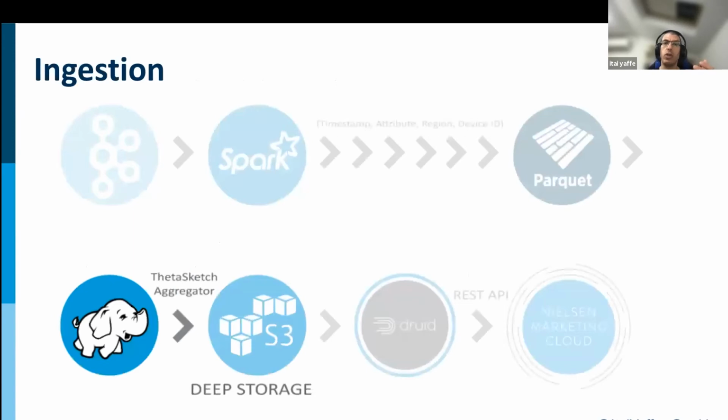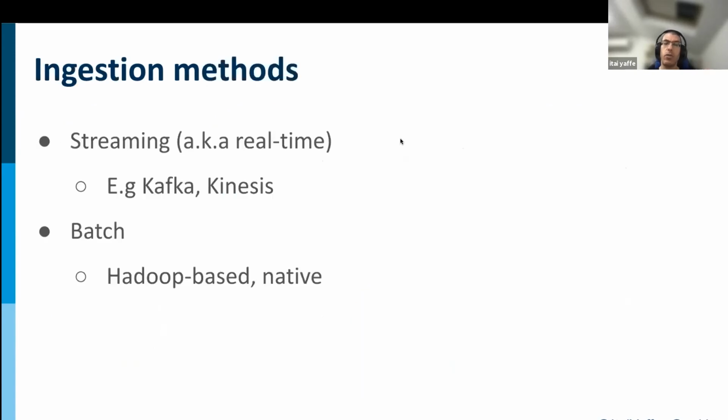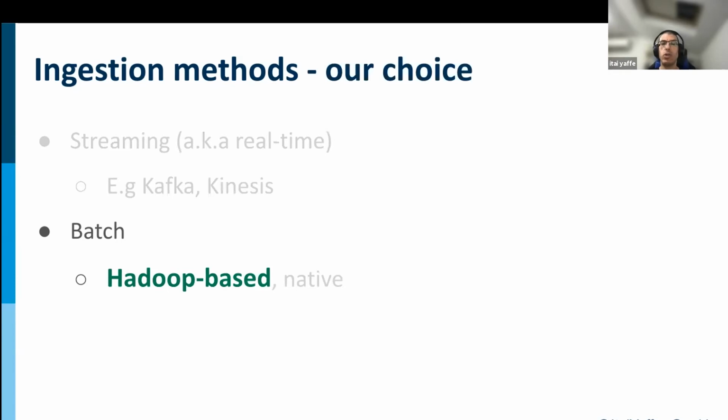Now, moving on to ingestion, there are a few methods to ingest data into Druid. There's the streaming or the real-time ingestion you can do from Kafka or Kinesis. And you can also ingest data in batch, either using the Hadoop-based or the native batch ingestion. It might not be a surprise that we chose the Hadoop-based ingestion because, as Yakir mentioned, we started off with Druid quite early on years ago.